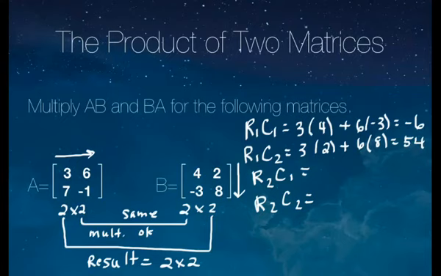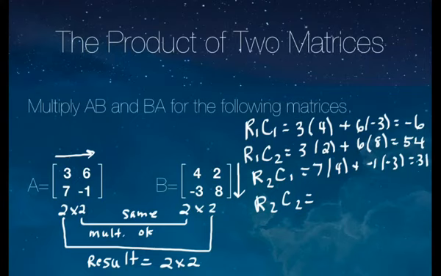Yeah. So here's what we're going to do now. We're going to take row 2, which is 7 and negative 1, and we're going to take column 1 again and multiply them together. So it's going to be 7 times 4 plus negative 1 times negative 3, which is equal to what? It is equal to 31.